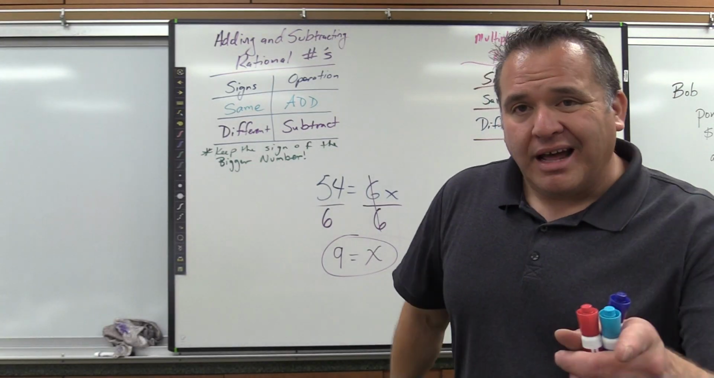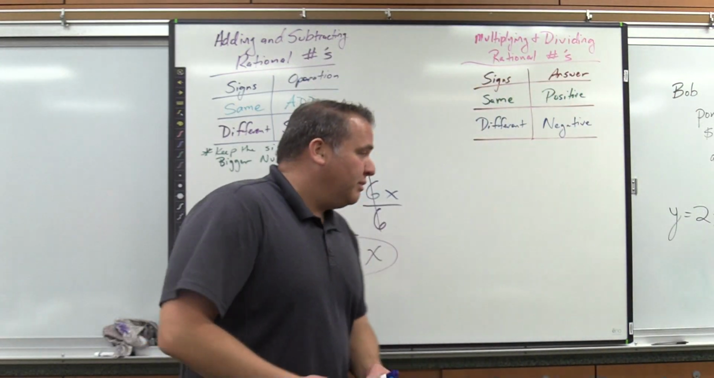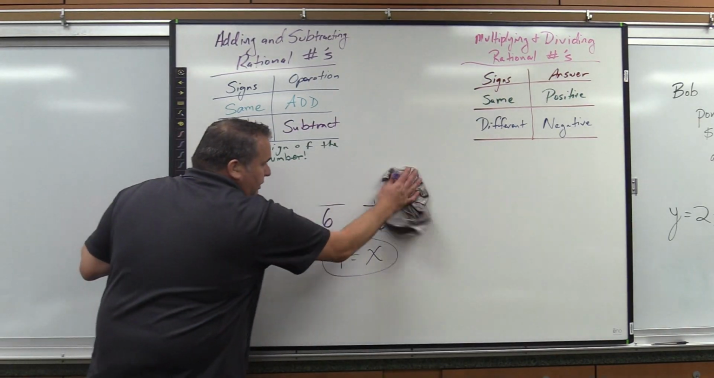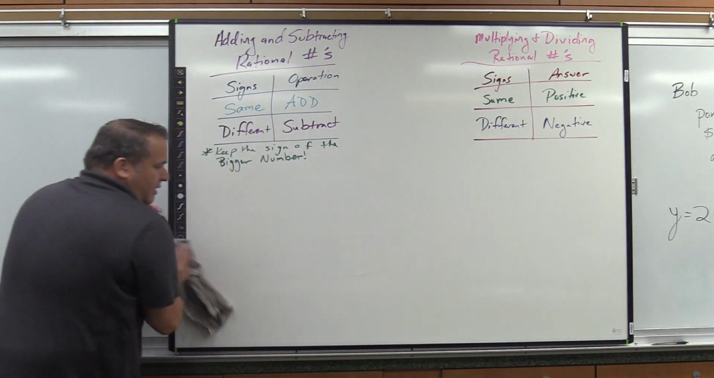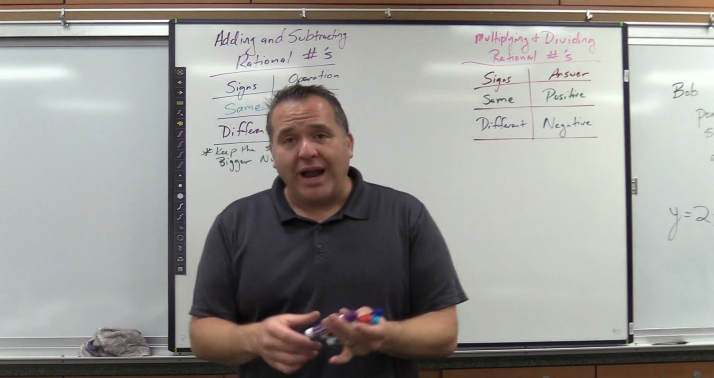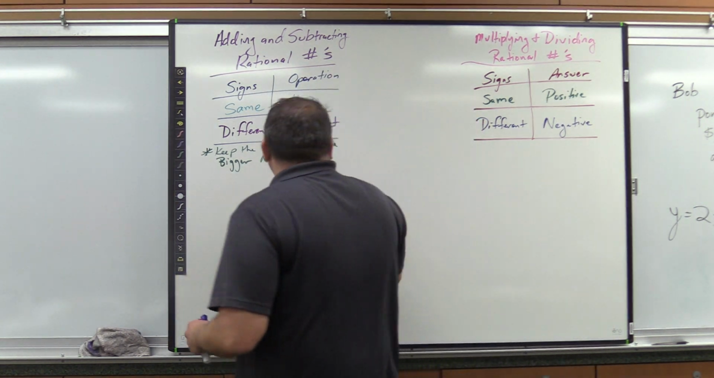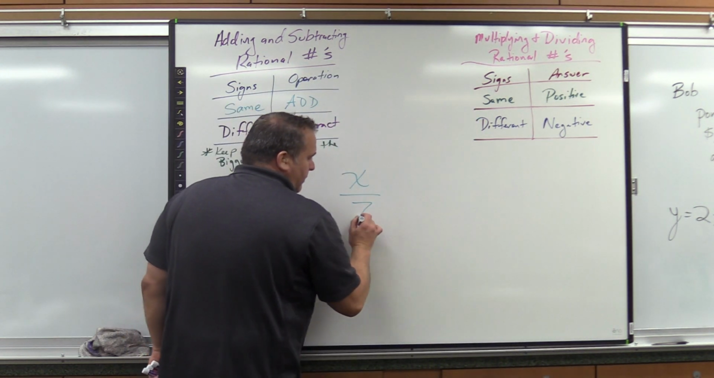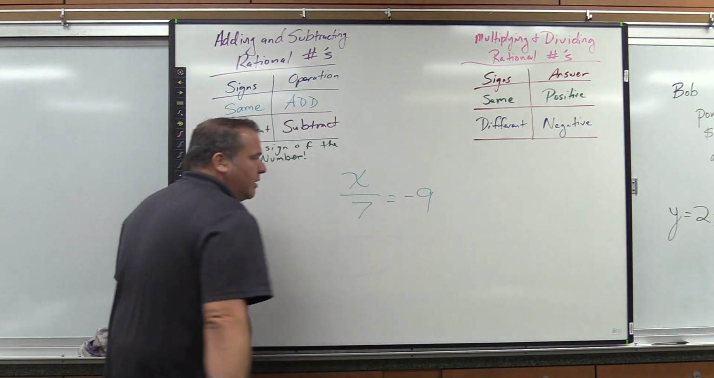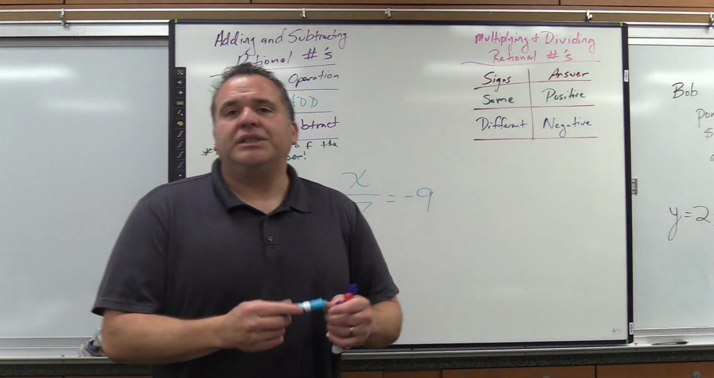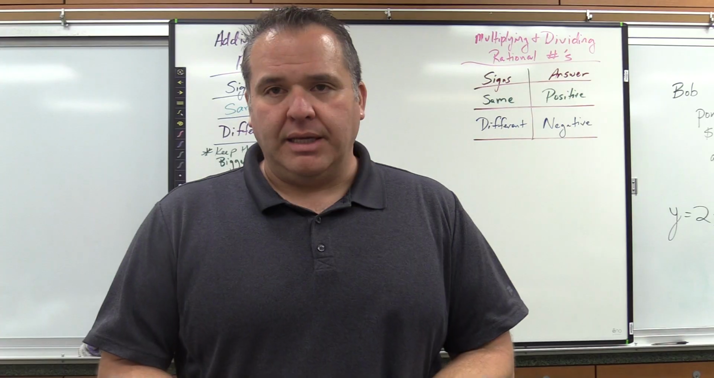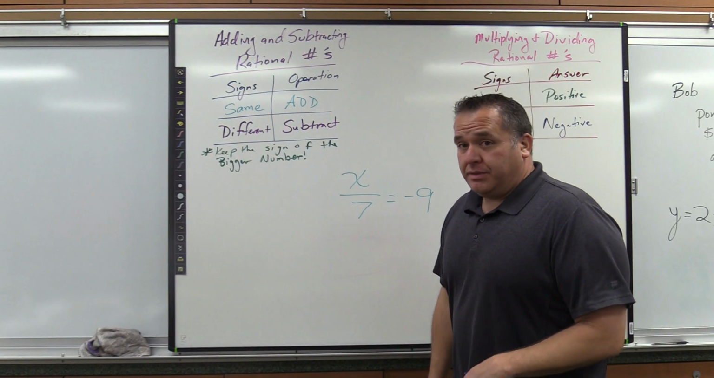All right? Now let's take a look at one where we have a little bit of dividing. Take a look at this problem right here. This problem is a little bit different. Some people say, oh my goodness, there's a fraction in it. Don't worry about it. X over 7 equals negative 9. I said x over 7. What I should have said is x divided by 7, okay? Because this is a division.